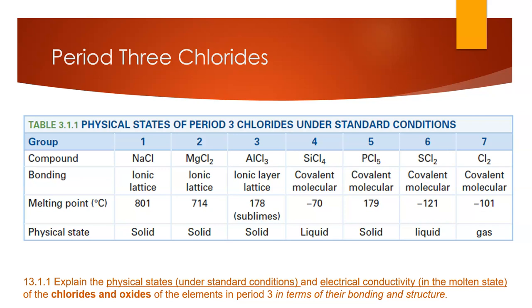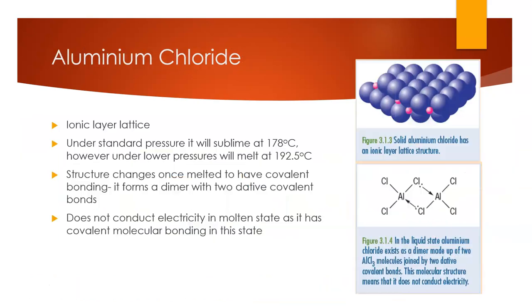So we'll have solids for our ionic compounds, sodium chloride, magnesium chloride, and aluminium chloride. Then when we start to get to our covalent compounds, we are seeing liquids and gases, with the exception being PCl5. So aluminium chloride is actually quite unique. It forms a layer lattice. Under standard temperature and pressure, it sublimes at 178. If you get it at very low pressures, though, you can cause it to melt.